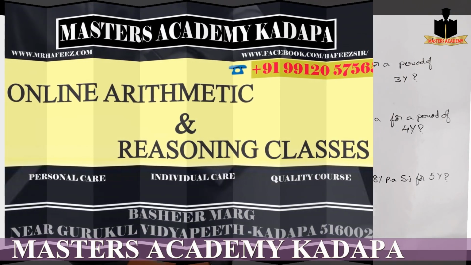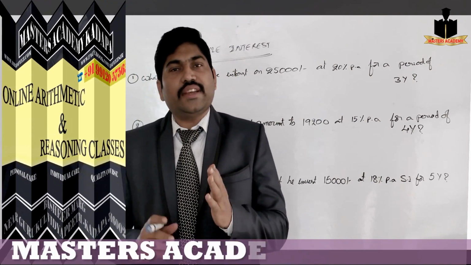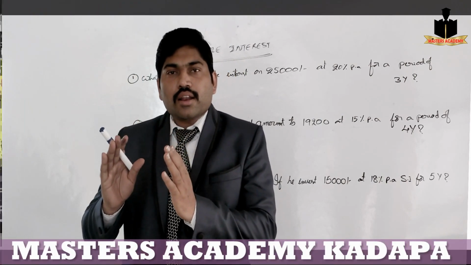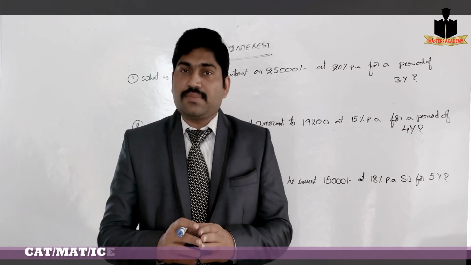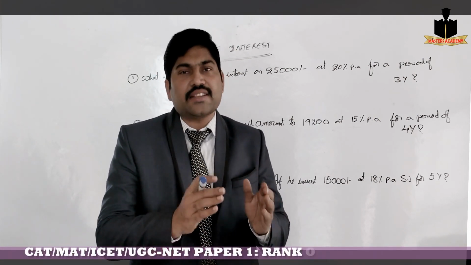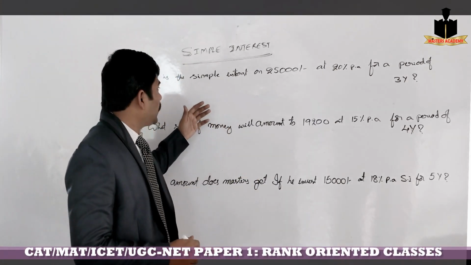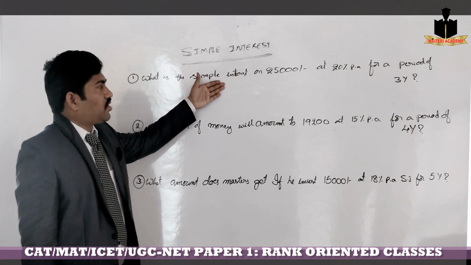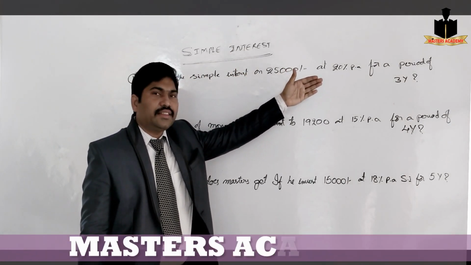Welcome back. Simple interest, we just discussed about simple interest. Simple interest is the interest only calculated on principal amount. And that too, simple interest basically depends on the time period as well as rate of interest. Now we will solve a few problems. What is the simple interest on 25,000 at 20% per annum for a period of 3 years?